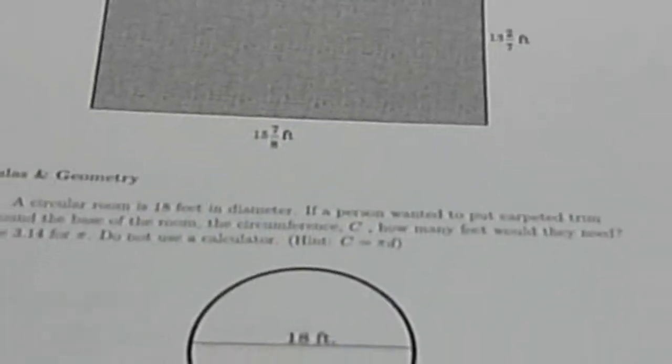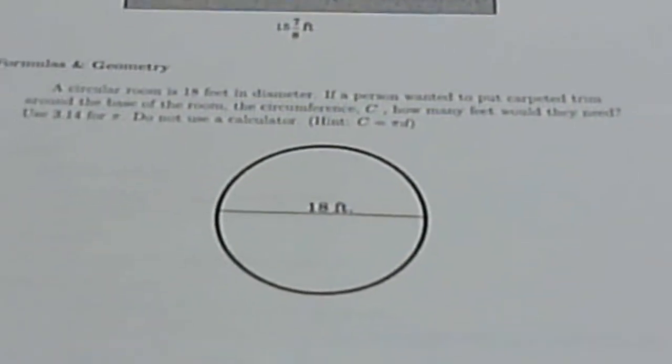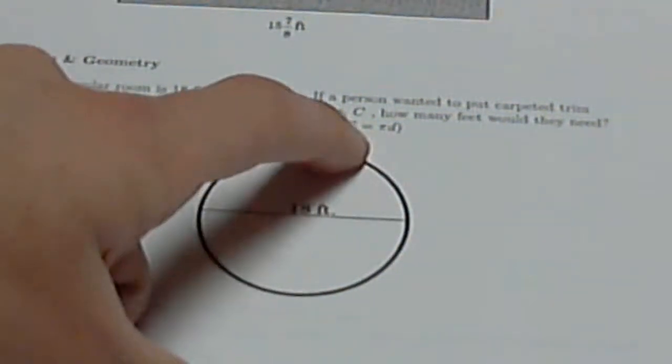Formulas and geometry, if we look at this, okay, this is another one, putting the formula in. I give you the formula to find the answer. We want to know a circular room is 18 feet in diameter. If a person were to put carpeted trim around the base of the room, the circumference C, how many feet would they need? Use 3.14 for pi, do not use a calculator. Hint, C equals pi times D.